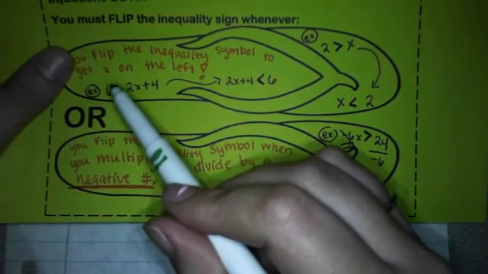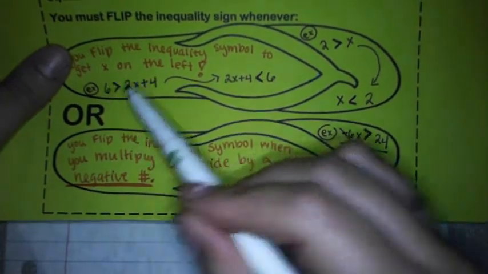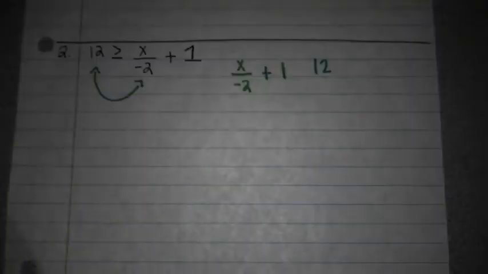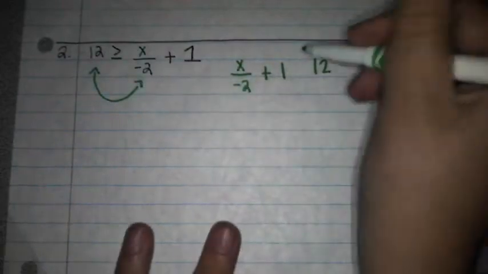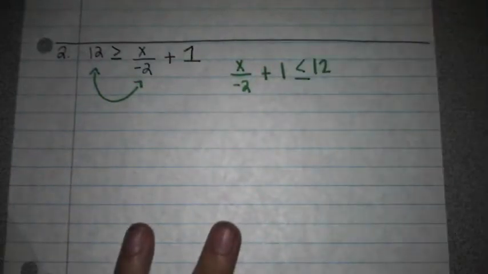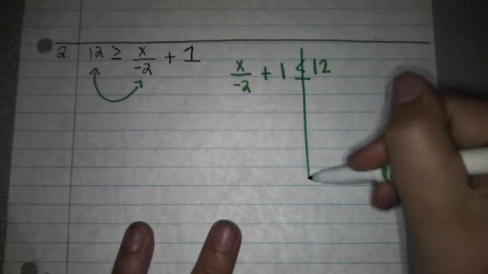Now once you've done this, you need to also flip your symbol. Okay, it was still eating the 6. It needs to keep eating the 6. So for here, mine was eating the 12. It needs to keep eating the 12. And now I can go ahead and solve this.